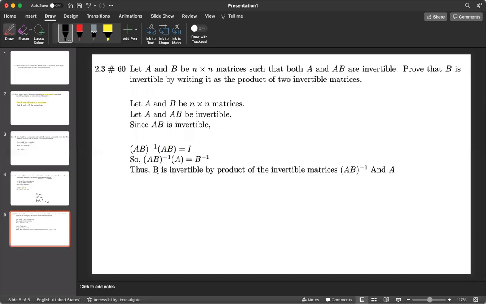So yeah, since AB inverse times A equals B inverse, thus B is invertible by product of the invertible matrices AB inverse and A, because they are both invertible matrices, and we know that multiplication of two invertible matrices is invertible. Yeah, that's it. That's the proof.